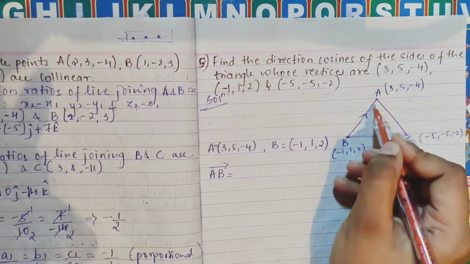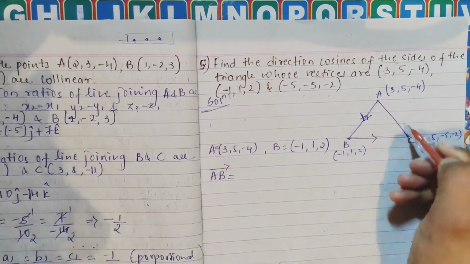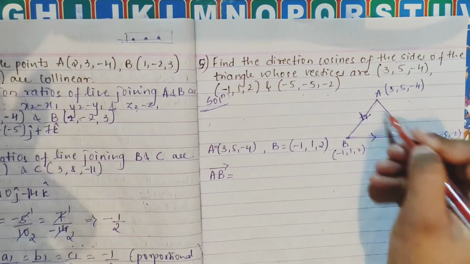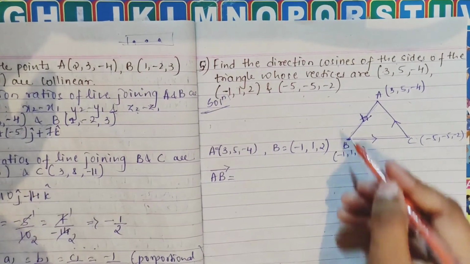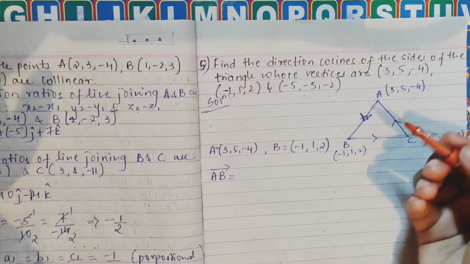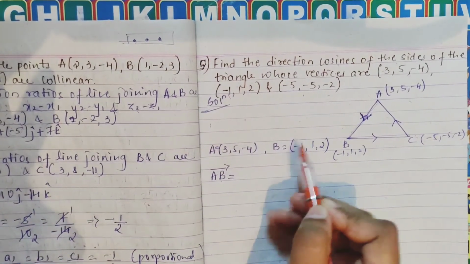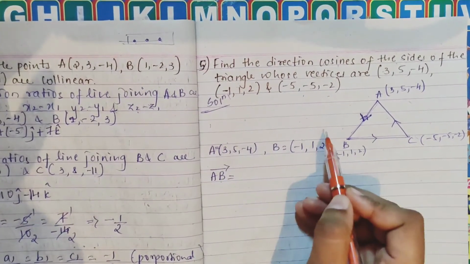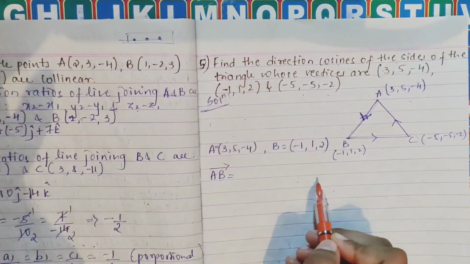AB means like this, it will be AB, BC, CA, right? It should go in the same direction. If you have learnt in vectors, directions should be the same. If it is opposite, then the sign changes. So how do we find vector AB? x2 minus x1 i cap, y2 minus y1 j cap, z2 minus z1 k cap.